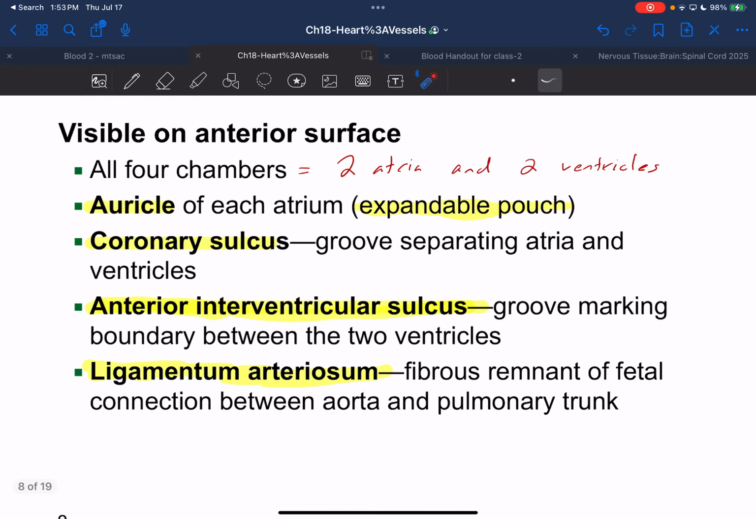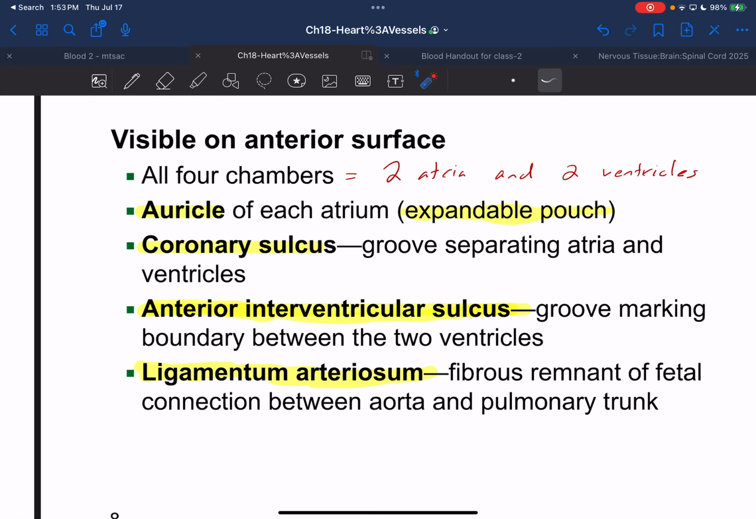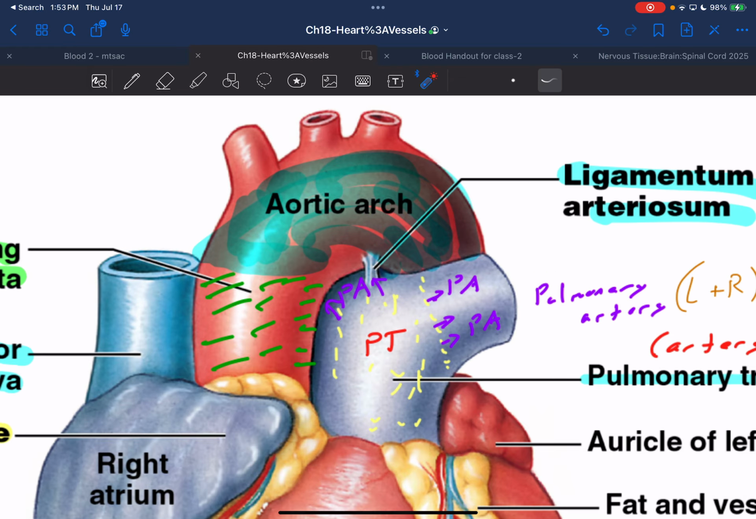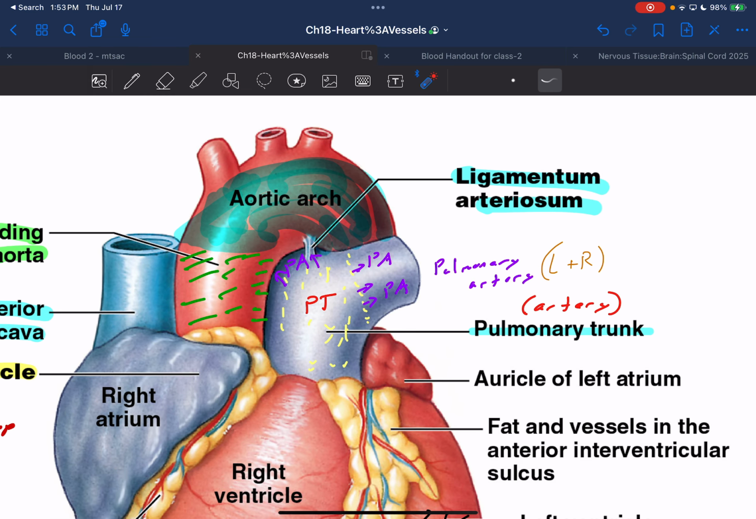The last one to address is the ligamentum arteriosum. This is a connection that you find between the aorta and the pulmonary trunk. It's a remnant of when we were fetuses, just a little ligament keeping them attached together.